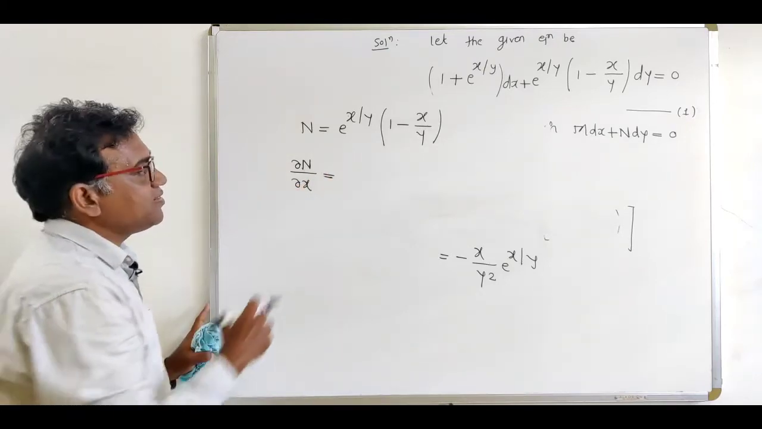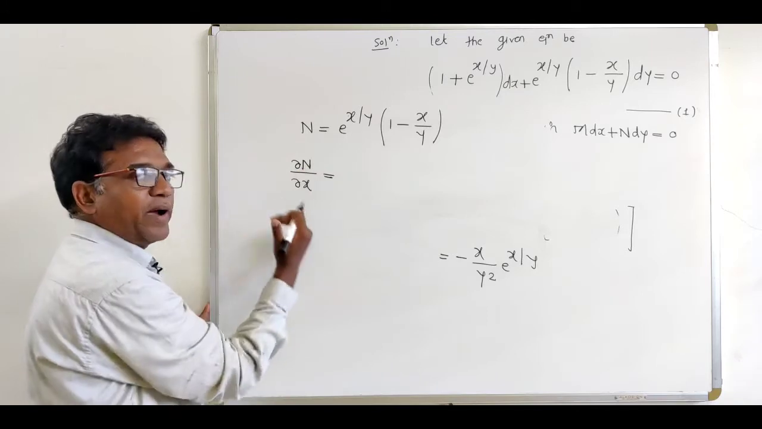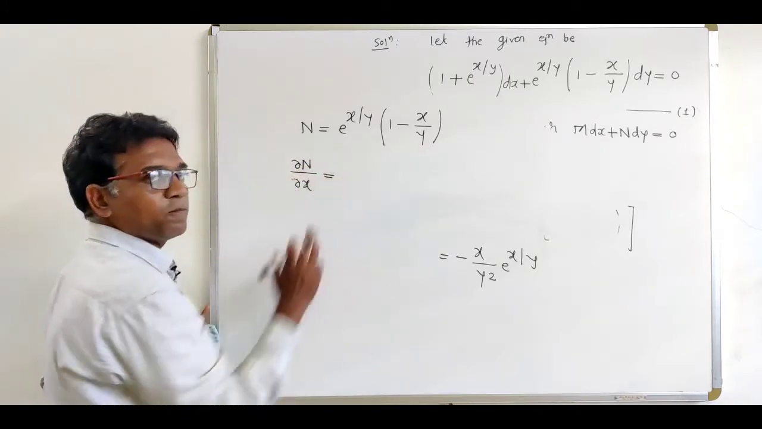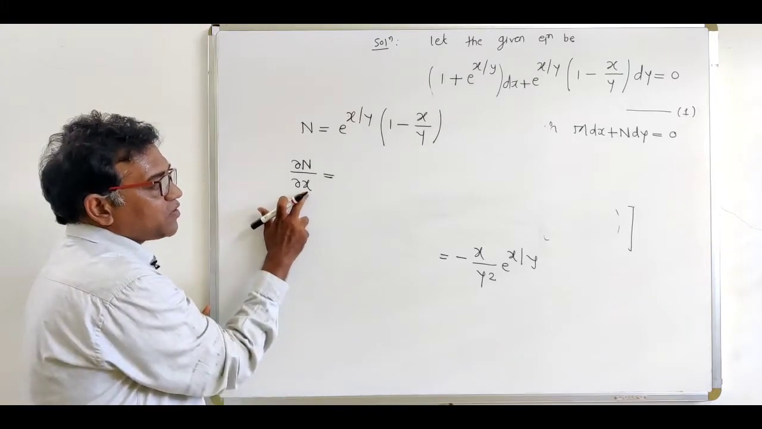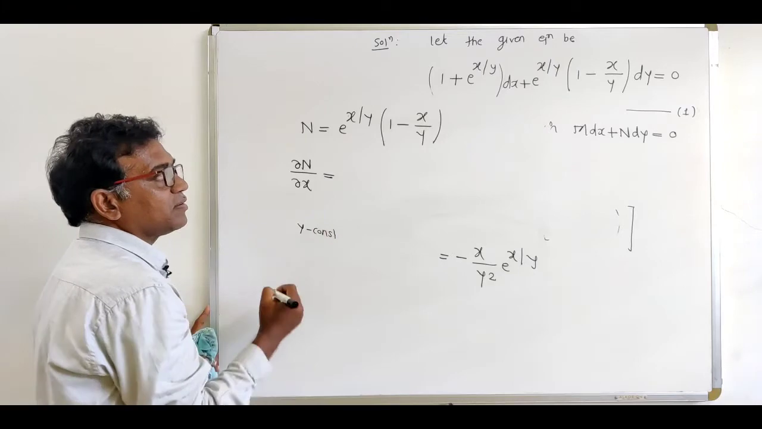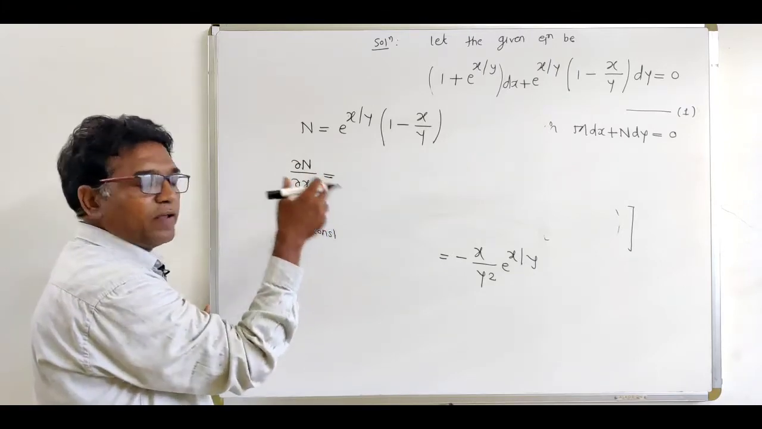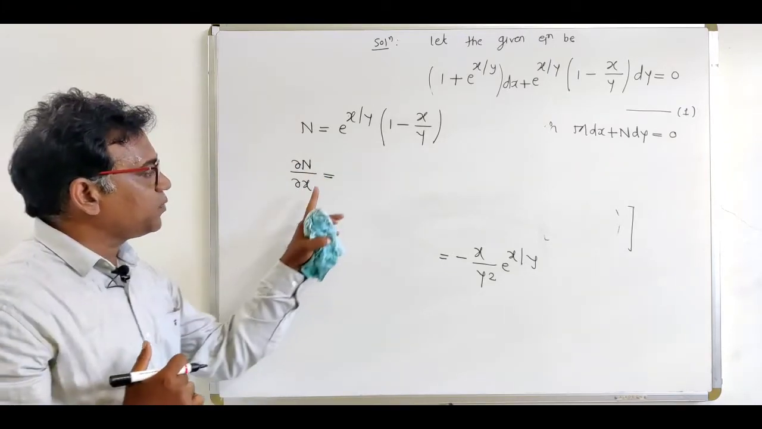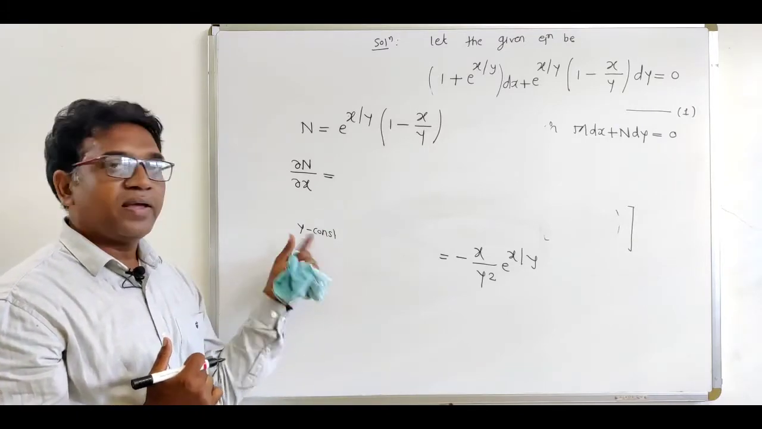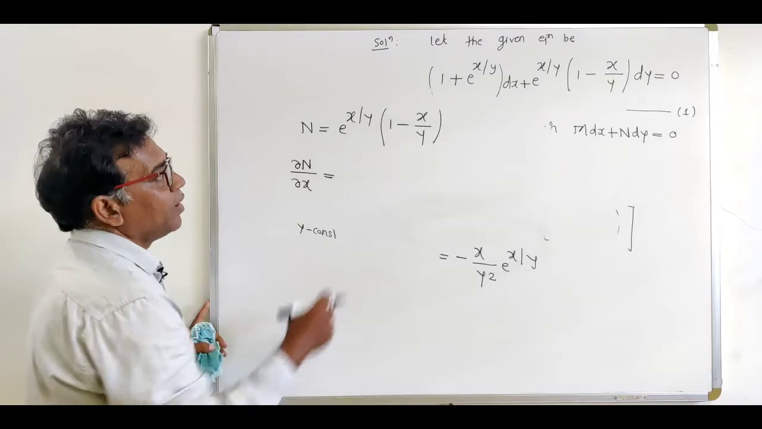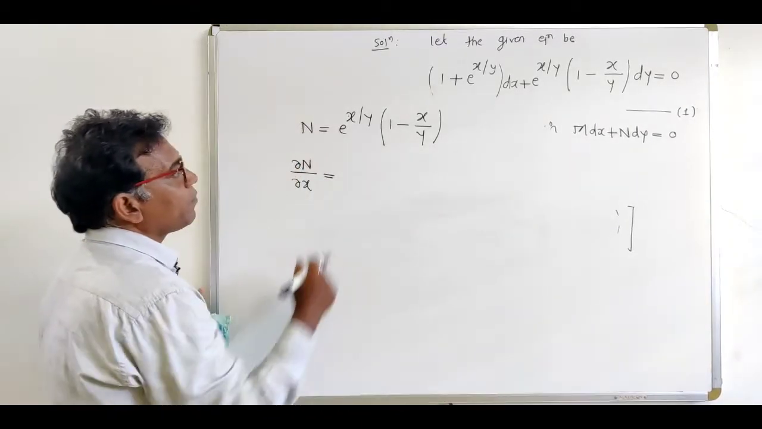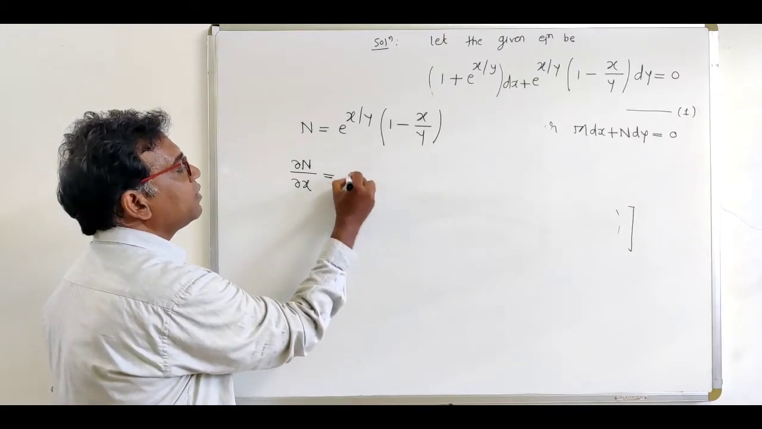So how to calculate this del N by del x? Del N by del x means differentiating this N partially with respect to x by keeping the remaining variable constant. There are just two variables, x and y. So derivative with respect to x means keep the remaining variable constant. So let us keep y as a constant element. So use the product formula. So write down the product formula.